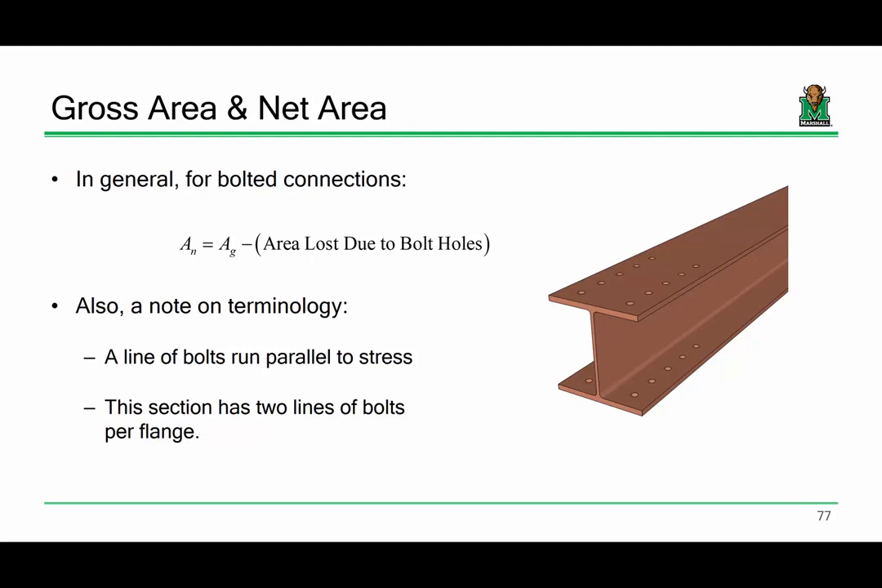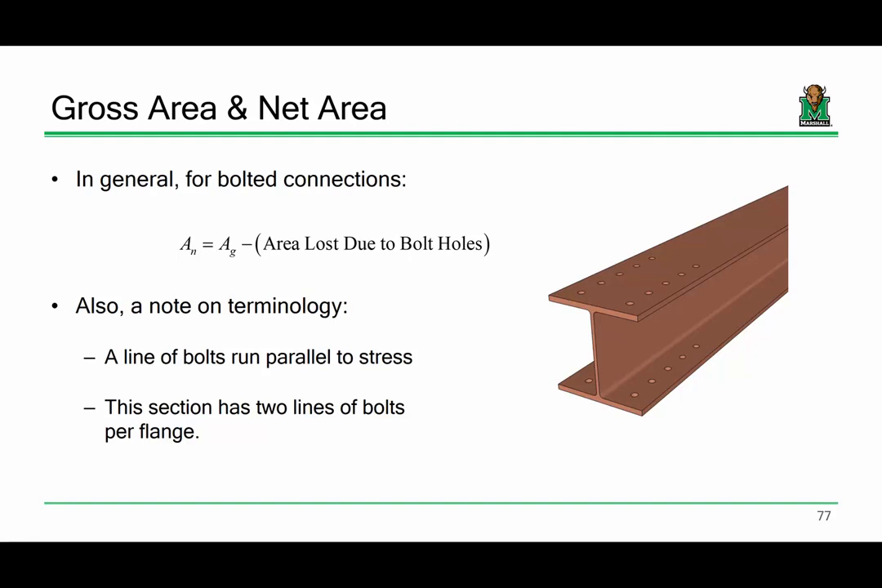Let's talk about gross and net area. So in general, for bolted connections, the way that you compute the net area is you take the gross area and you subtract the area lost due to bolt holes. And I'll explain what that means through a couple of examples.